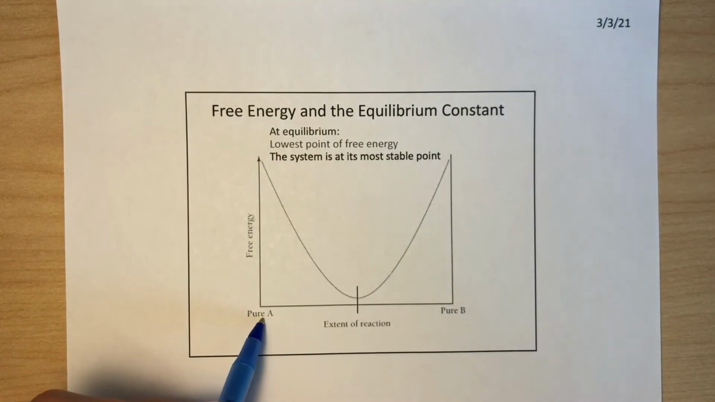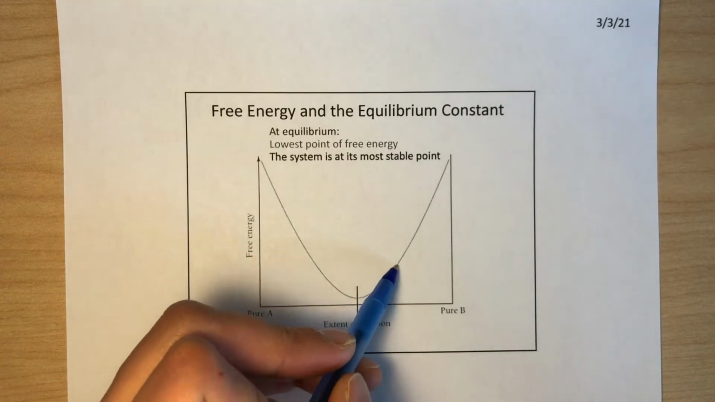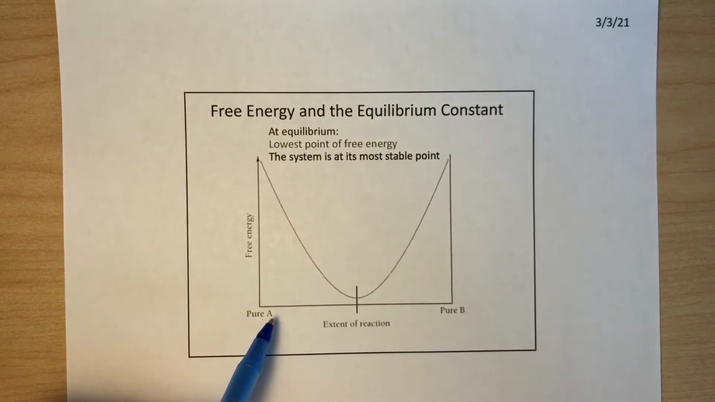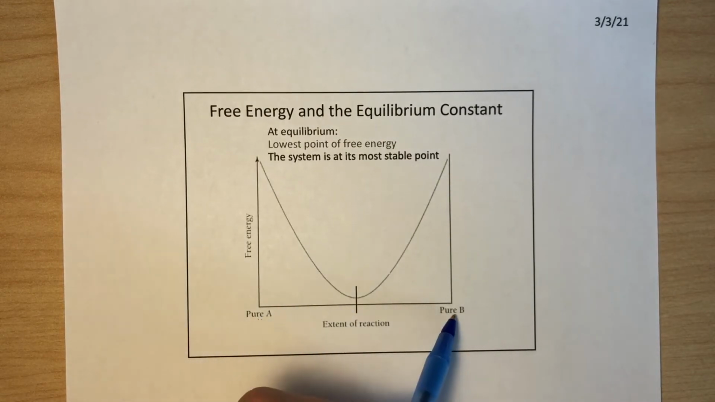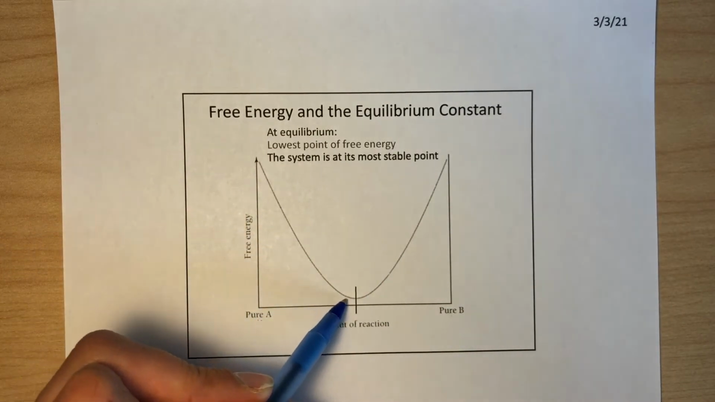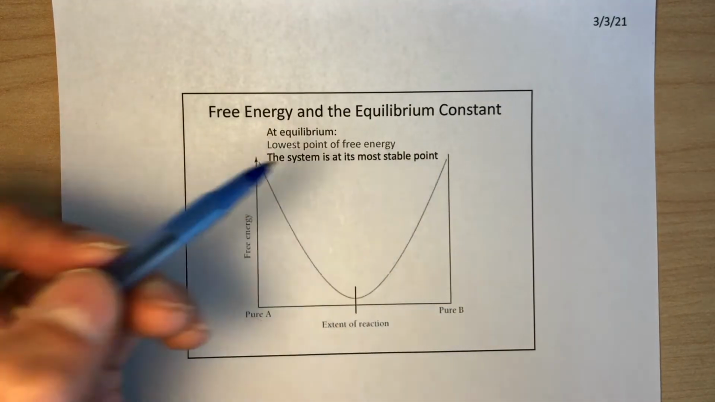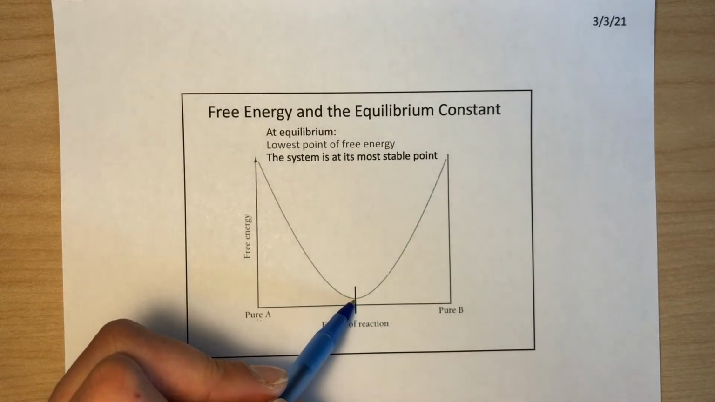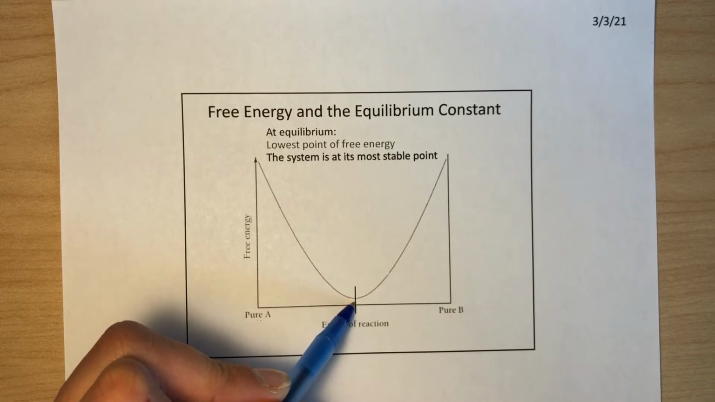So here we have a diagram that shows the energy, which is this big curve here, of our system. And this is the extent of the reaction. So pure A would be all reactants, pure B would be all products. This is the free energy of our system. And when we're at the bottom here, this is the situation where our system is equal to our equilibrium constant K. So what does this mean?